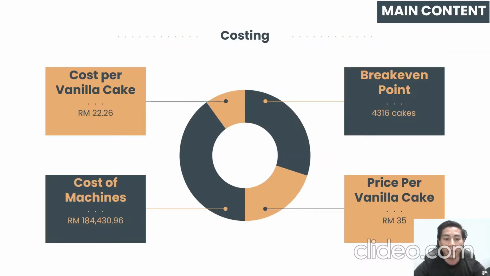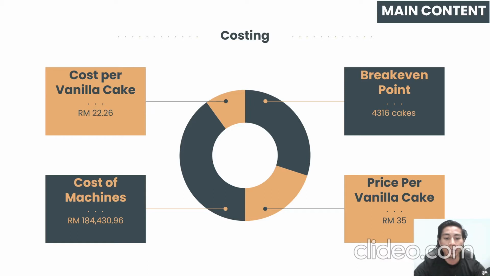The next slide is costing. The production system can work smoothly and successfully if costing is revised by selecting the right equipment and ingredients. The cost to produce one vanilla cake is RM22.26. This cost can also be called variable cost. The cost of machine use has also been considered and calculated. This cost, also known as fixed cost, has a total of RM184,430.96.